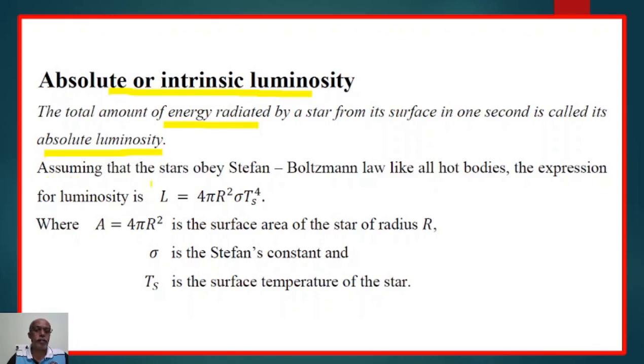If we consider the star to obey Stefan-Boltzmann law like all hot bodies, then the expression for luminosity of that star is L equals 4 pi R square sigma Ts power 4, where 4 pi R square gives the surface area of the star, which is having a radius capital R. Sigma is known as Stefan's constant and Ts represents the surface temperature of the star.